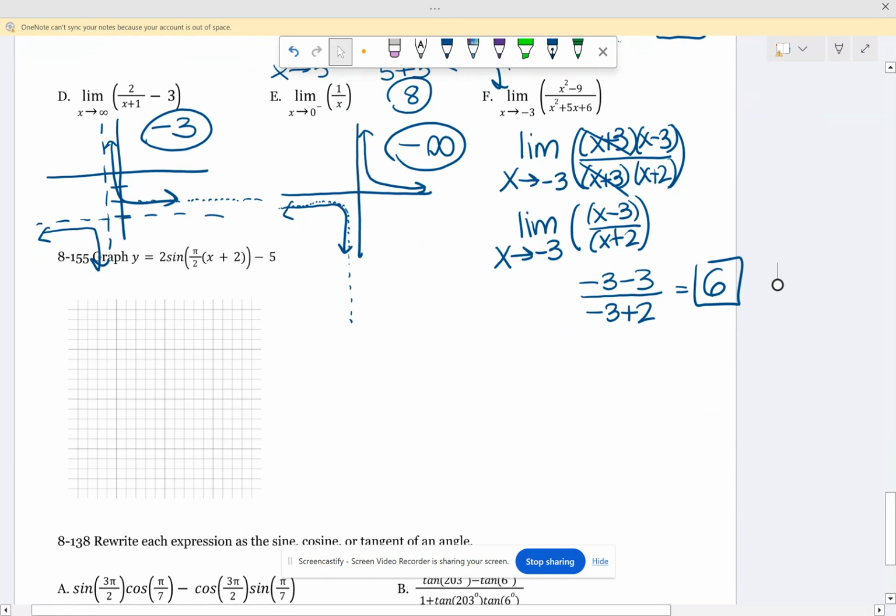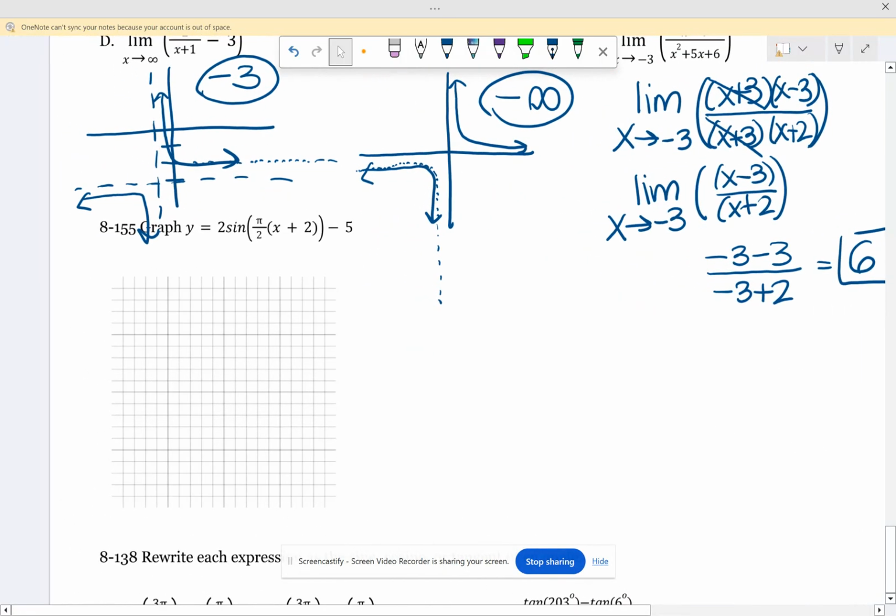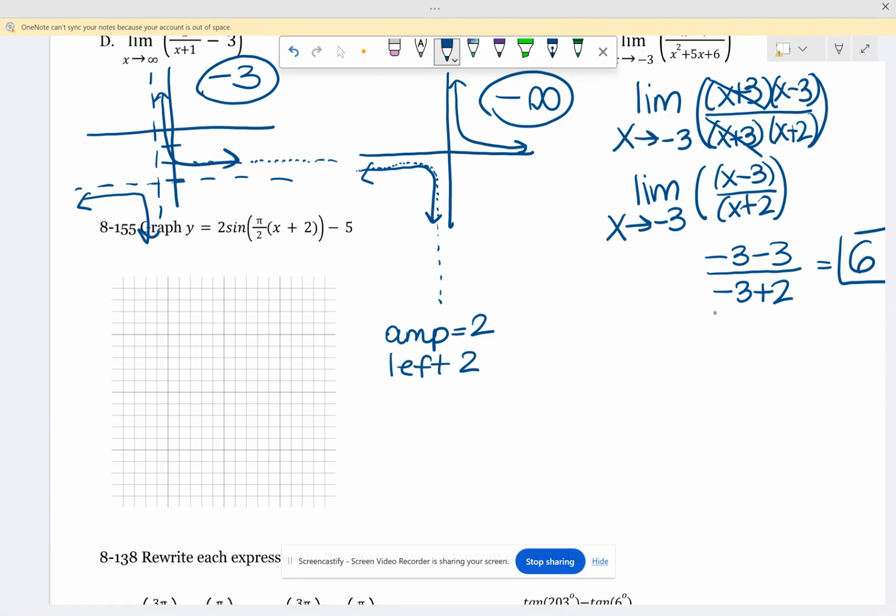All right, let's keep moving here. Our sine, we're going to go ahead and graph a sine graph. Our amplitude is 2. We're going to go left 2. We're going to have a midline down at y equals -5. And you might be wondering, why are we just going left 2 and we're not going a certain amount like pi over 2 or pi over 4 radians? Well, this b value, we need to take a look at that in order to figure out our period.